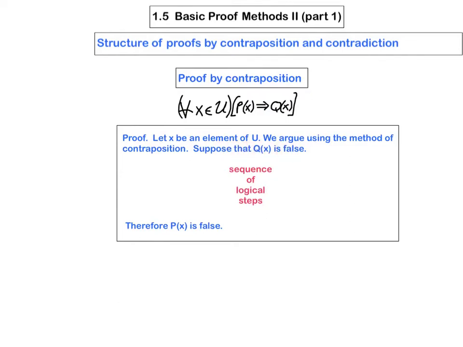Well, at this point, that's really all I have to say about it. We're going to do examples in future videos. Let's now turn to the structure of a proof by contradiction.